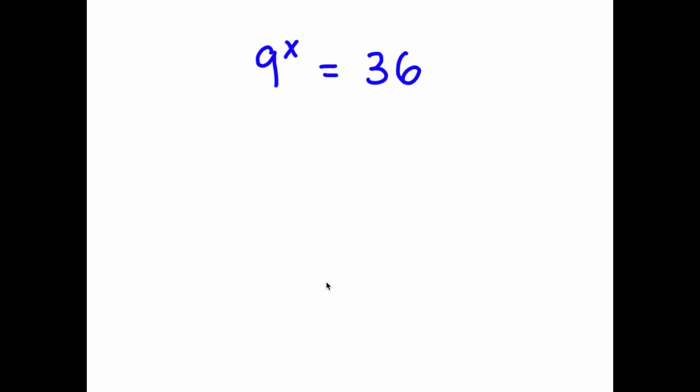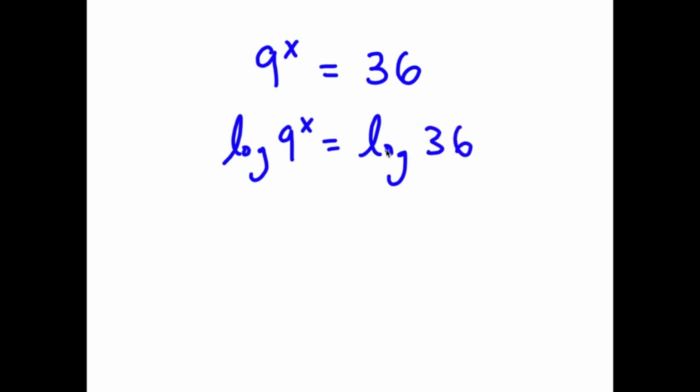Alright, so in this problem, I have 9 to the power of x is equal to 36. So to solve this, I'm going to first start by taking the log on both sides. So now I have log of 9 to the power of x is equal to log of 36.